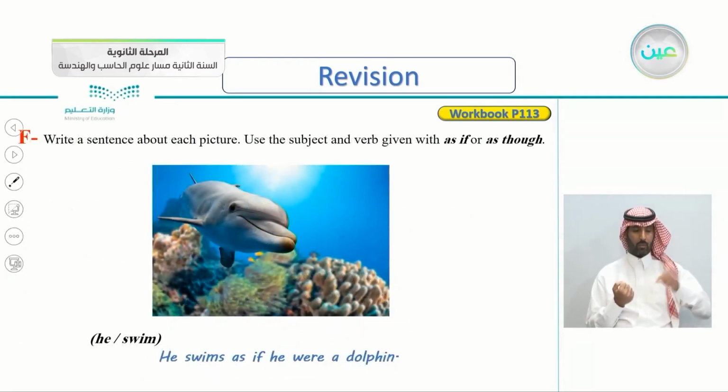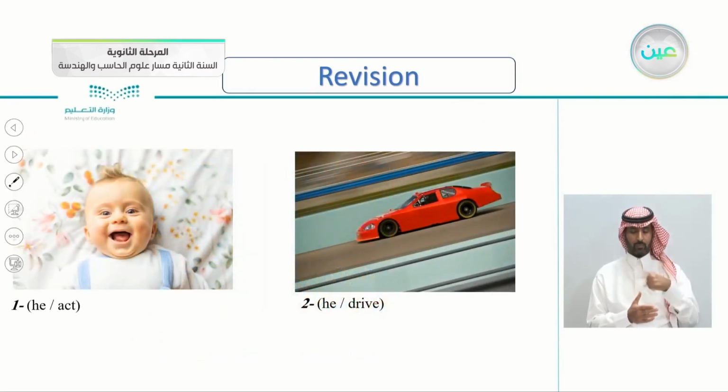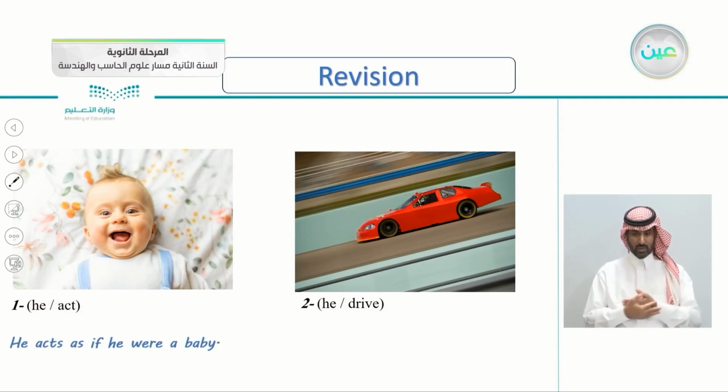Exercise F, write a sentence about each picture. Use the subject and verb given with as if or as though. Here's the he and swim and the picture of a dolphin. So we say he swims as if he were a dolphin. So now I think you understand the exercise. Number 1, this is a picture of, yes, a baby, and he act. So he acts as if he were a baby.